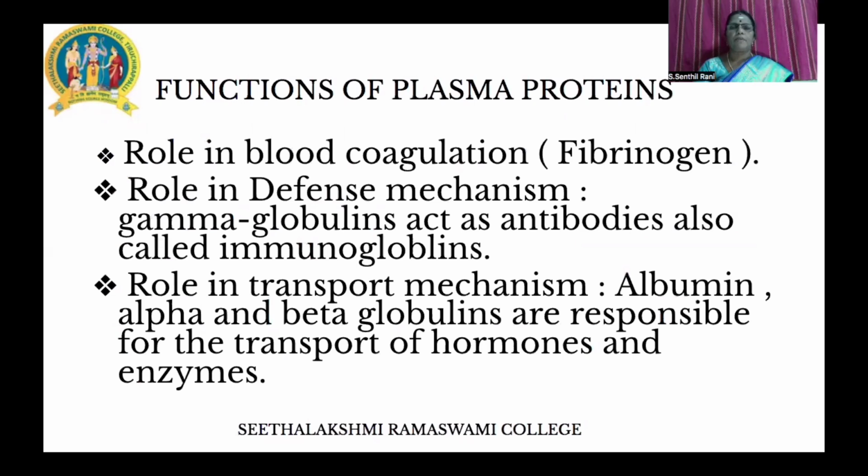Functions of plasma proteins. They have a role in blood coagulation factors, and a role in the defense mechanism, that is, the gamma globulins act as antibodies, also called immunoglobulins. They also have a role in the transport mechanism. Albumin, alpha, and beta globulins are responsible for the transport of hormones and enzymes.